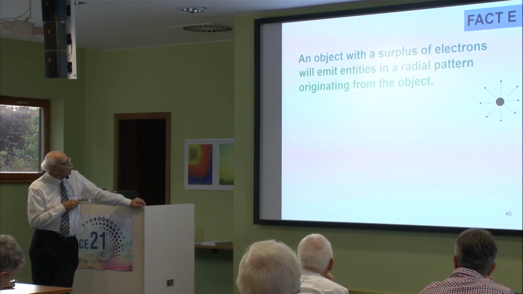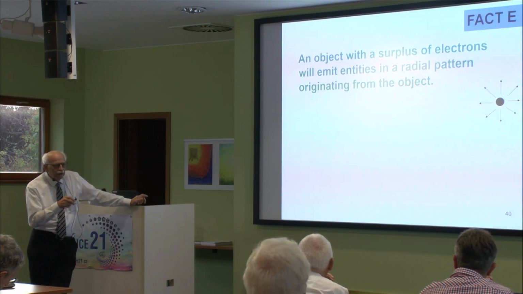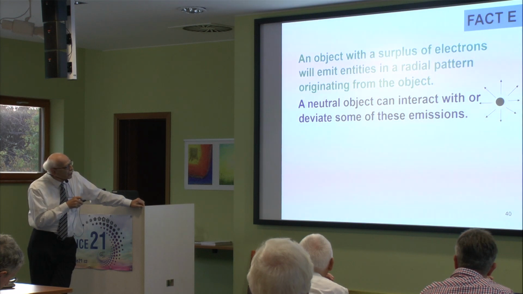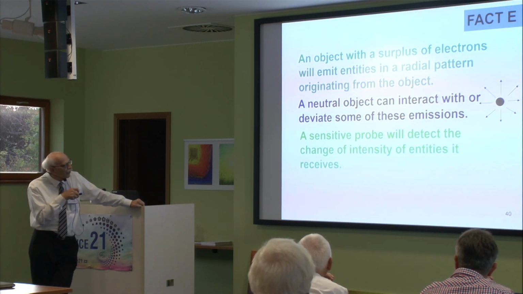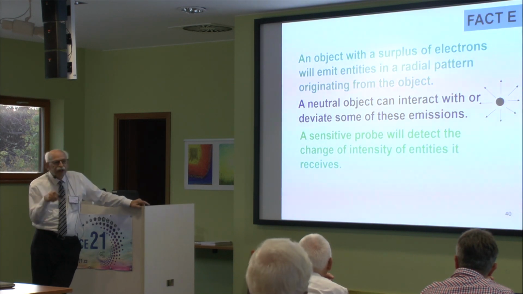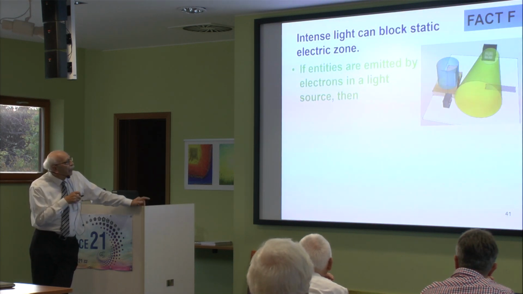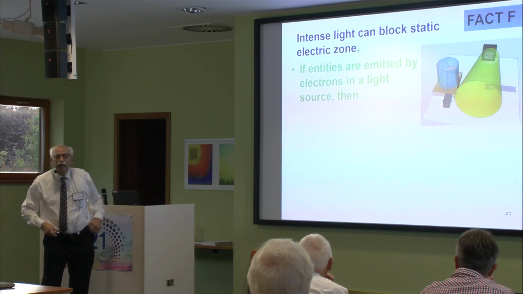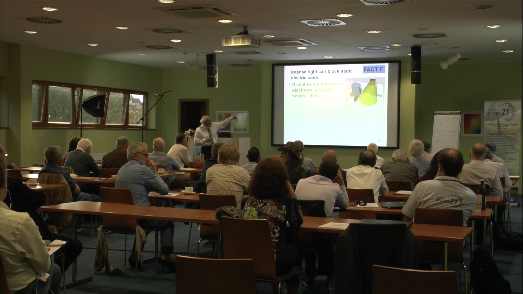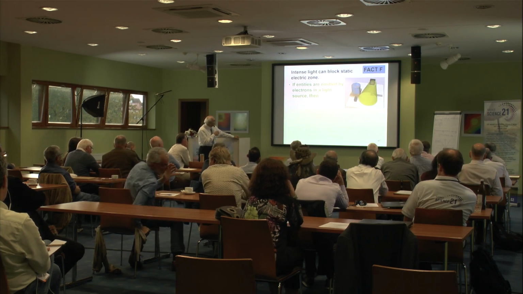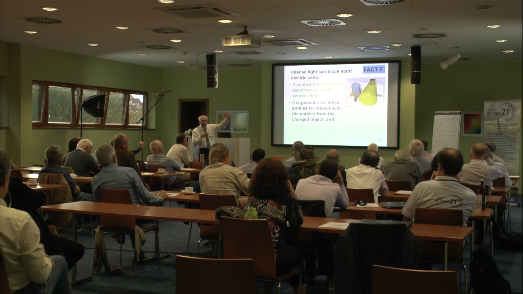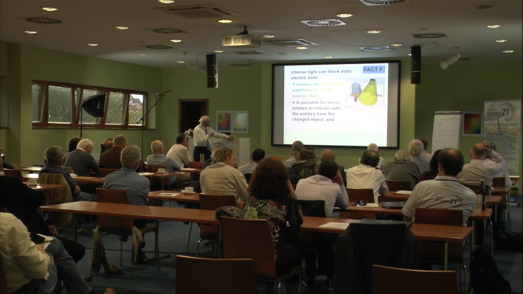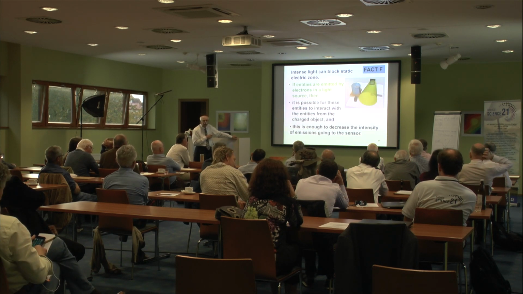An object with surplus electrons will emit entities in a radial pattern, so we know that. A neutral object can interact with these and deviate the emission, so that's why a pencil will block a static electric field. A sensitive probe will detect the change of the intensity. And also, an intense light can block static electricity, if the entity is emitted by the electron, and in the light source, it is possible to interact with the entities of the light and entities of the field. And that would be enough to decrease the intensity of the static field.